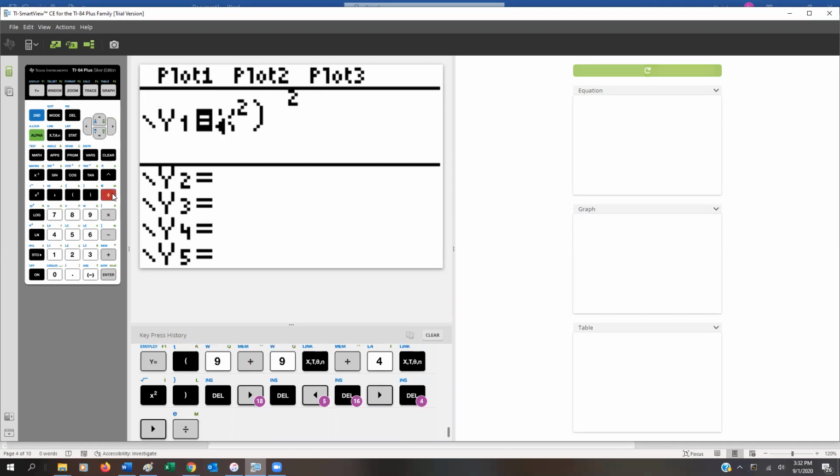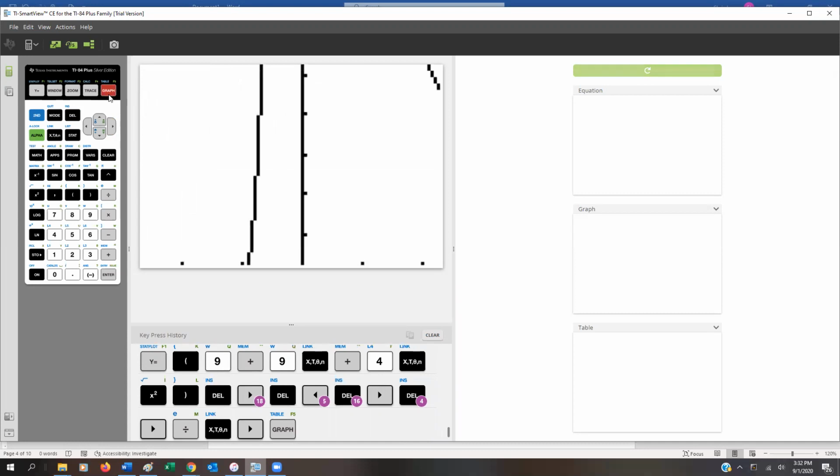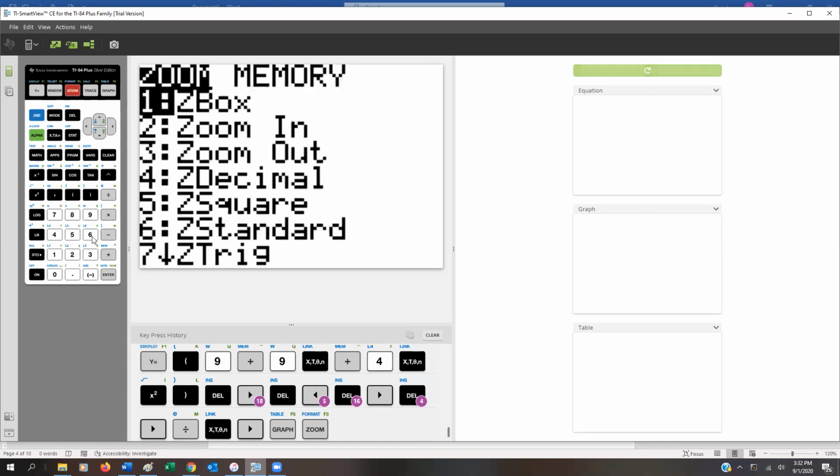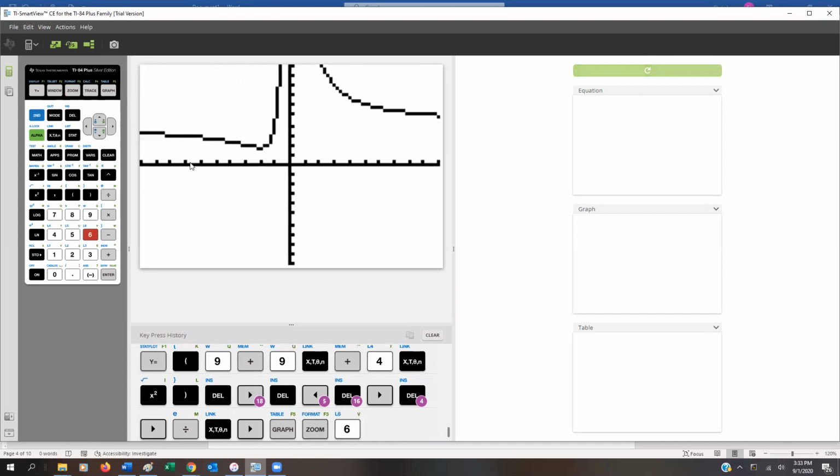We can just do divide x, and the square should be in there. Okay, so sorry about that taking so long. All right, so let's graph it. And we're going to zoom standard. All right, and we get this sort of weird graph. And what I'm going to do is I'm just going to trace it.